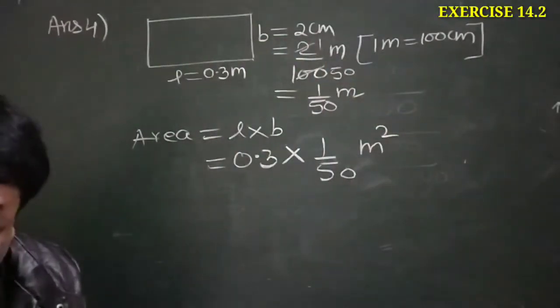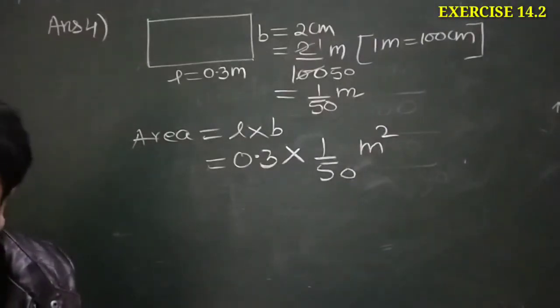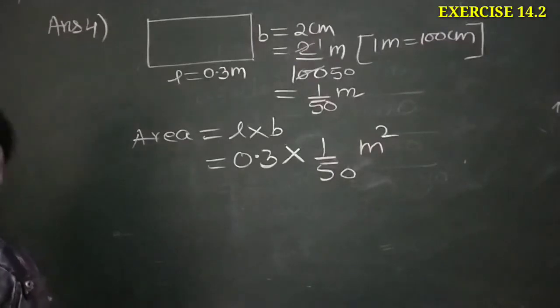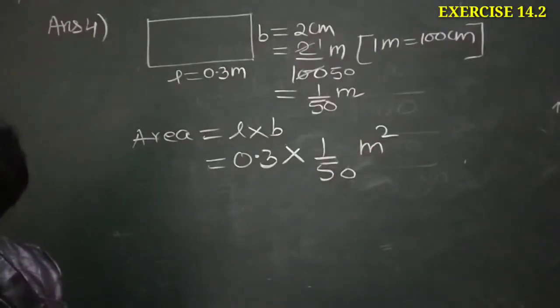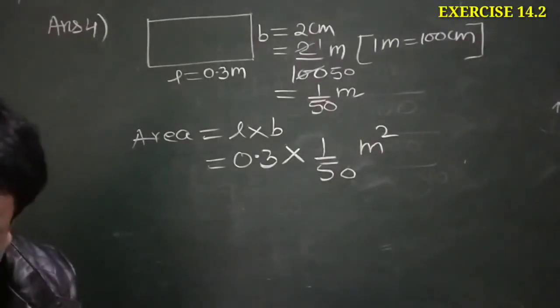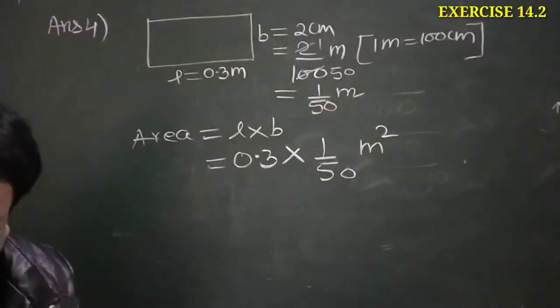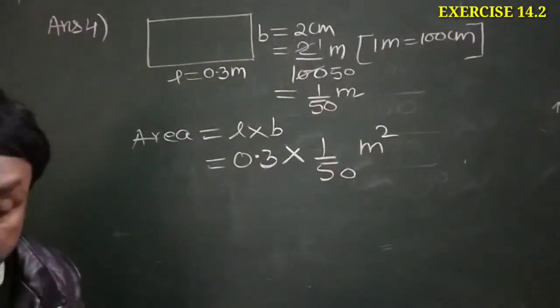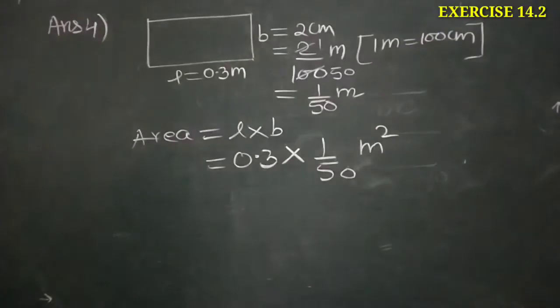Question number 5 is saying find the area of a square whose side is 25 centimeter. So you have to do this question by yourself. This is just like question number 2. We have to just find out the area of a square. Now see question number 6 on the board.